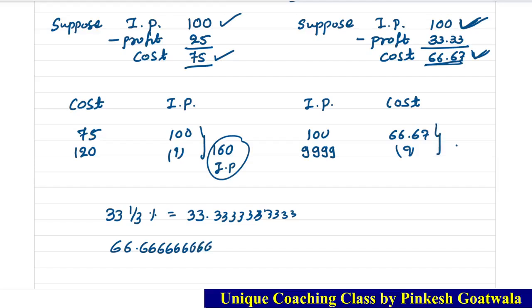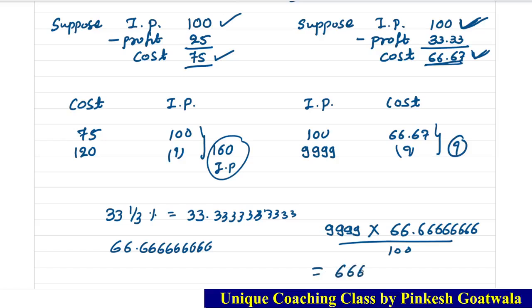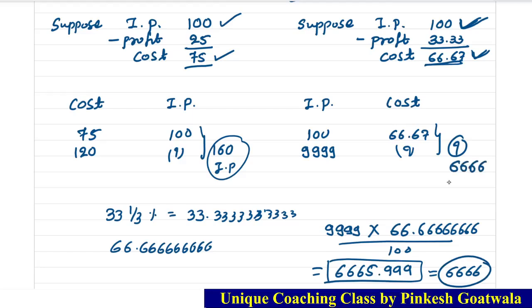If you want to solve this, how to solve? 999 into 66.666. Fill the whole screen. Then write divide by 100. So you will get the perfect answer. Fill the whole screen with 666, divide by 100. So here you will get the answer 665.99. Now tell me, it means what? 665.99. So what will the answer be called? 666. Okay, it is the right answer. Clear? It is the cost.